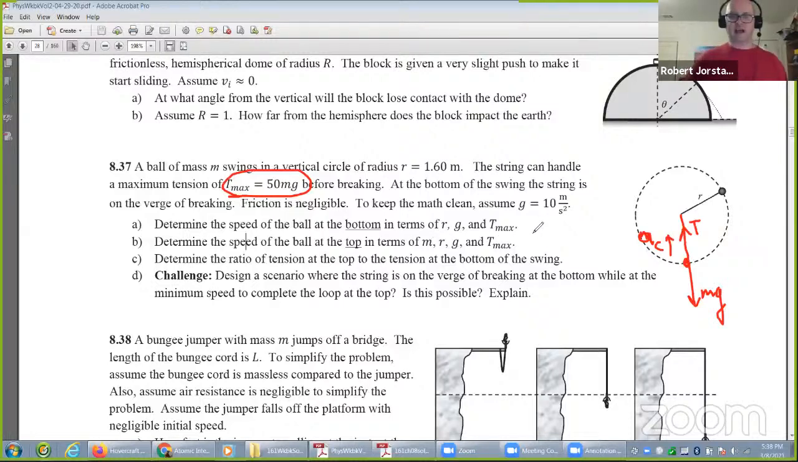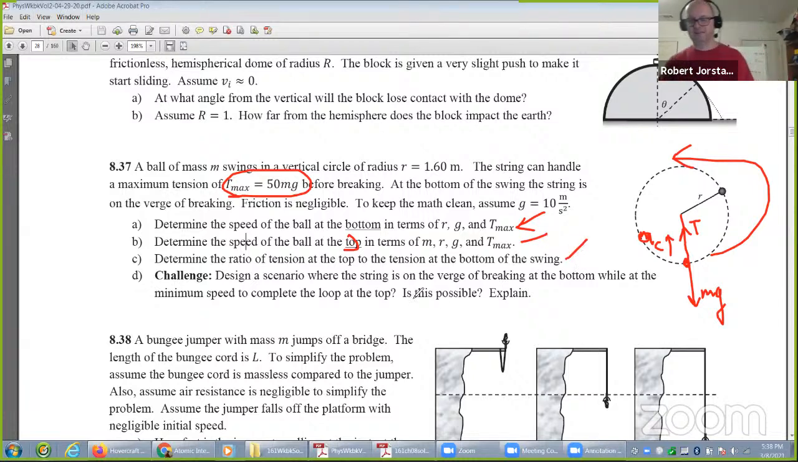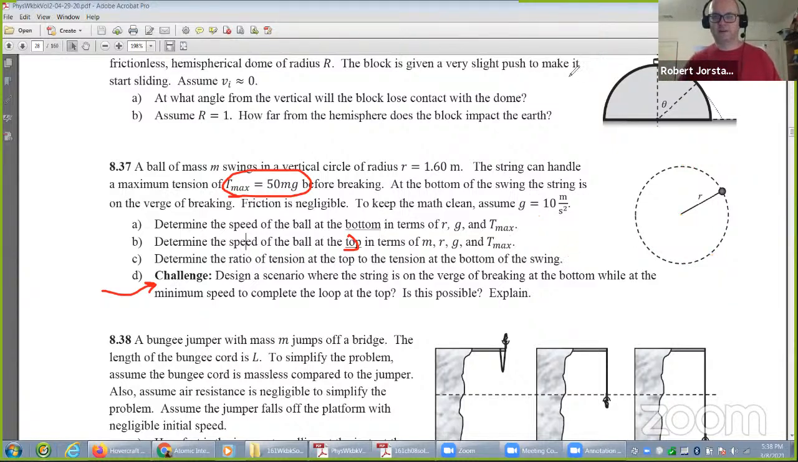So in this case, I could do an FBD to figure out this. If I want the speed at the top, I could do an energy problem because I know the change in height. And then I could do another FBD. Isn't that crazy? Yeah, and then this was kind of fun. Is it possible where it could be on the verge of breaking at the bottom while at the verge of falling out of the loop at the top? Is it possible? You could try and figure that out. All right, we're almost there.